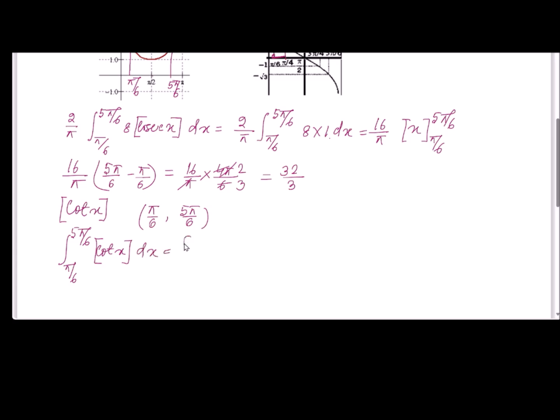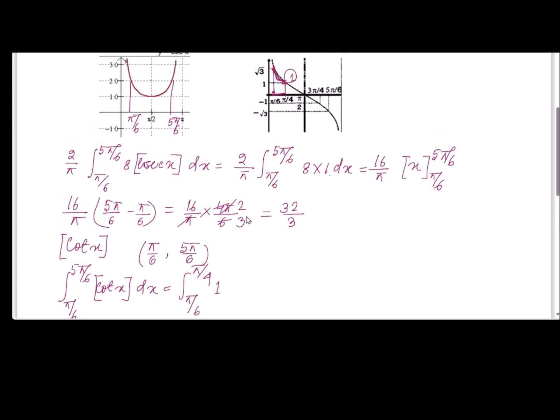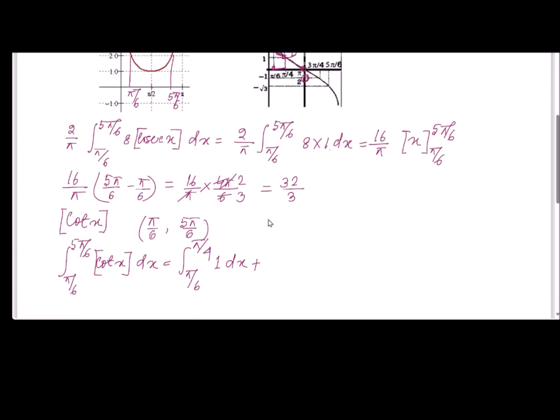It is your pi by 6 to pi by 4. It will take the value 1. This is 1 dx, plus then pi by 4 to pi by 2. See, at pi by 2 it is 0. So at pi by 4 to 0 it will be again 0, because 0 is the minimum value, 1 is the highest value. So pi by 4 to pi by 2, it will be 0 dx.